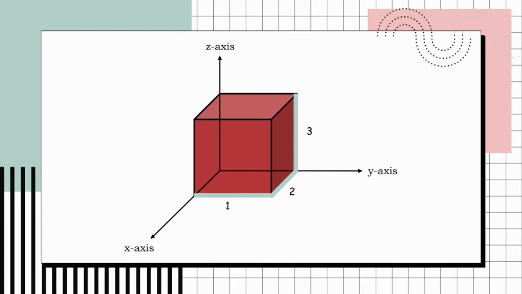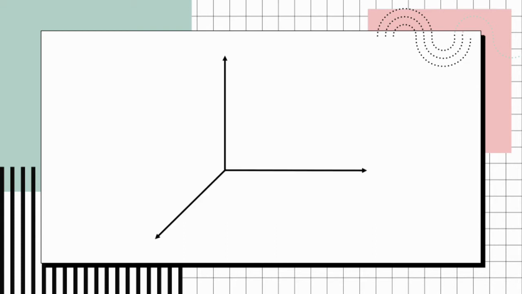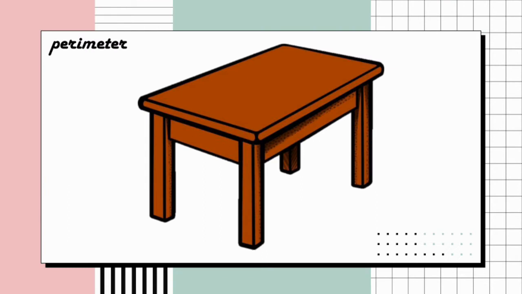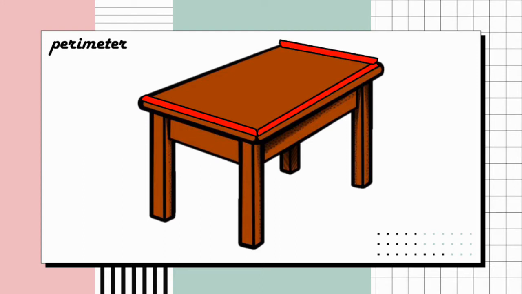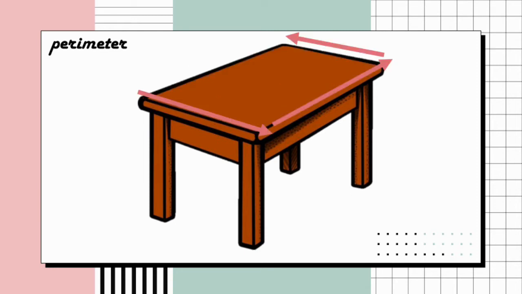We'll start with linear dimensions. A linear dimension is measured in one direction only. For example, perimeter. The perimeter of the desk is found by adding width and length twice. Twice because the top of the desk is a rectangle, which has two widths and two lengths, and the perimeter must be measured all the way around.